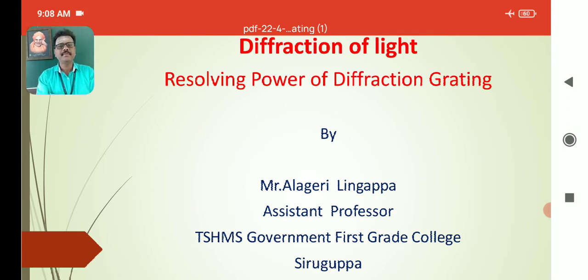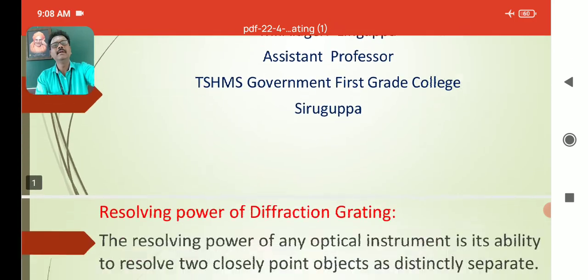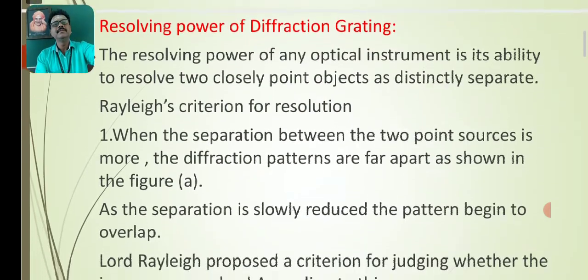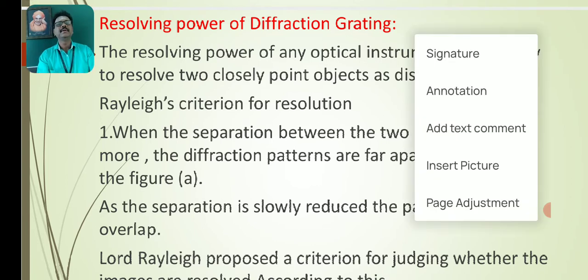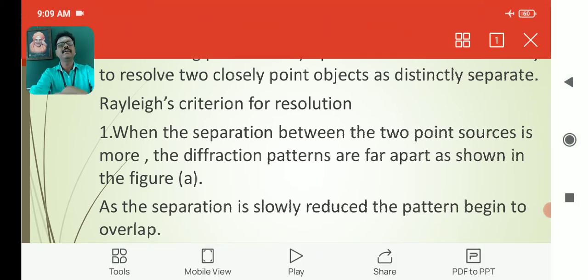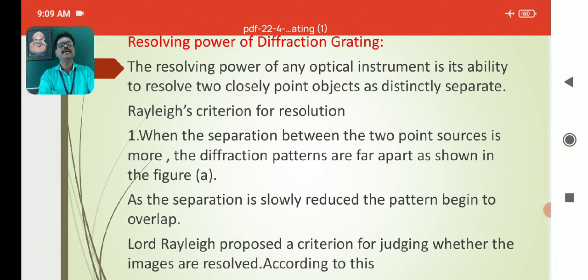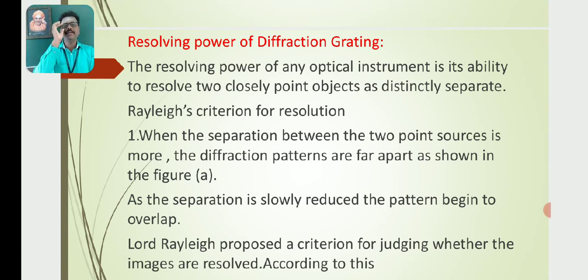So now I will discuss the concept of the resolving power of a diffraction grating. We know that a grating is an optical device which is used to determine the wavelengths of different colors.